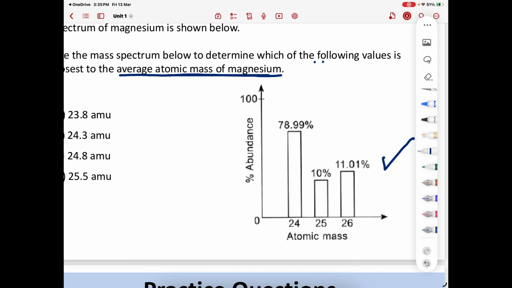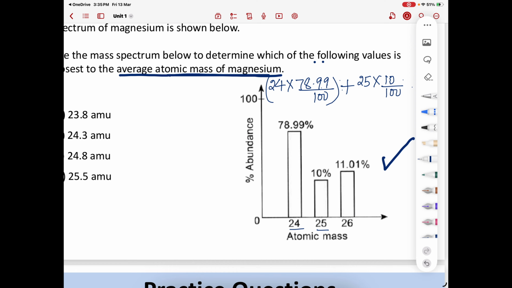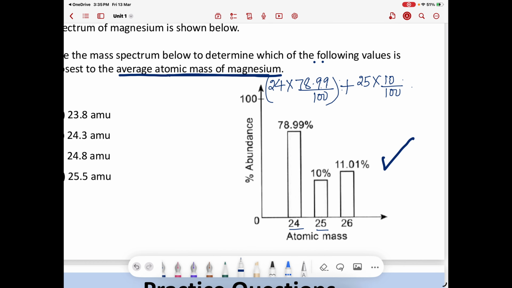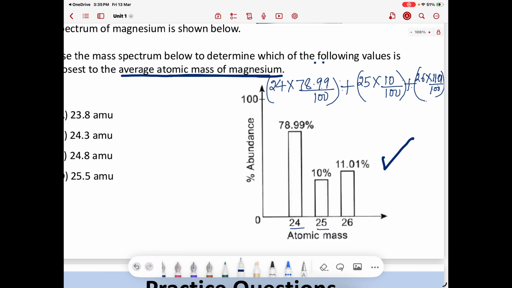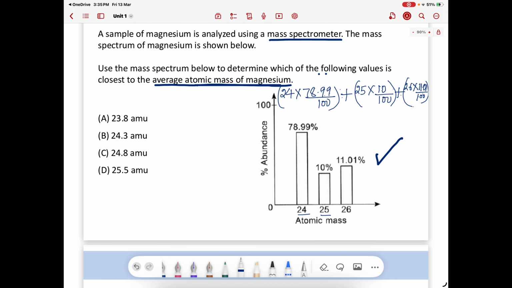How are we going to solve it? So this is the isotope with 24. So you will have 24 times 78.99 divided by 100, plus you have three isotopes. There are three peaks. So 25 times 10 divided by 100, plus you have 26 times 11.01 divided by 100. And you're going to solve this question and you're going to get your answer.